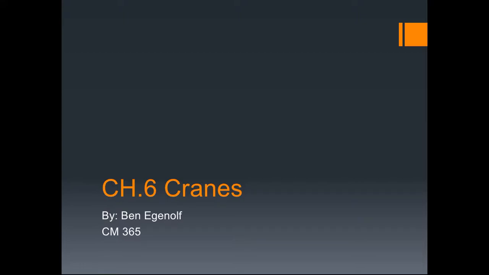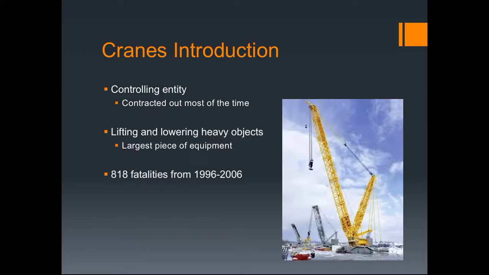And I'll be going over chapter 6 of our book, and that is cranes. So, the controlling entity of the construction site is responsible for cranes when it comes down to it, but it is contracted out most of the time. So, the supplier of the crane who is working on this specific site for the contractor in charge is also responsible as well. And so cranes deal with the lifting and lowering of heavy objects, as you all probably know.